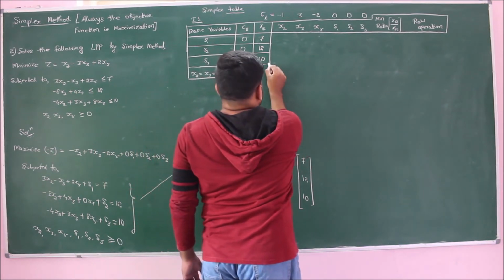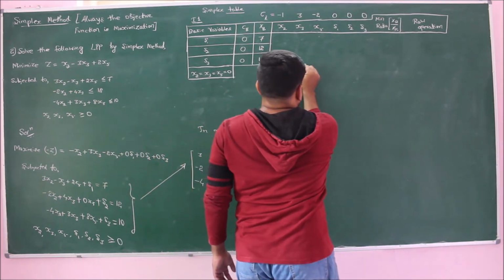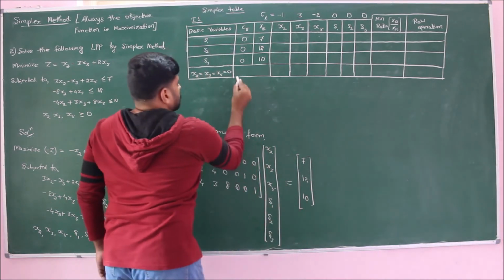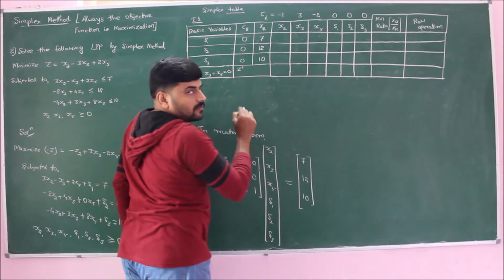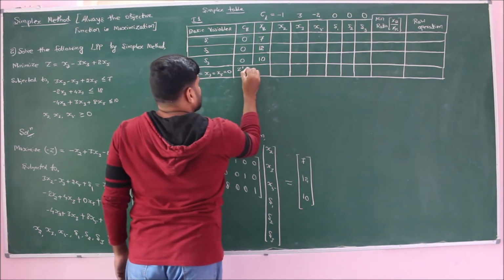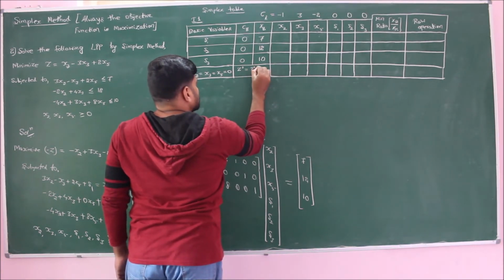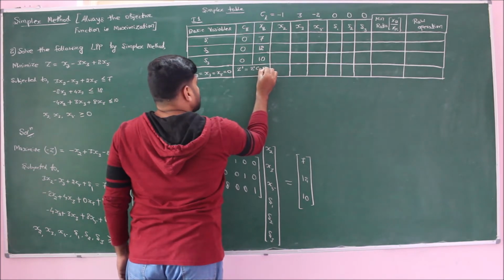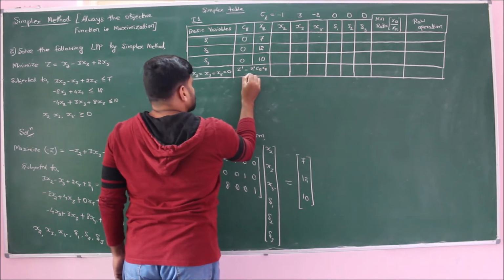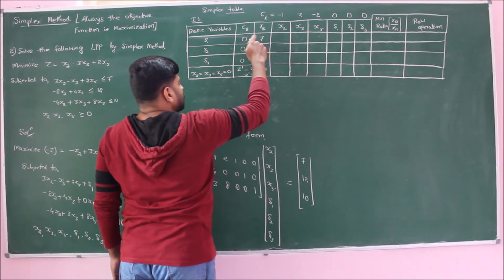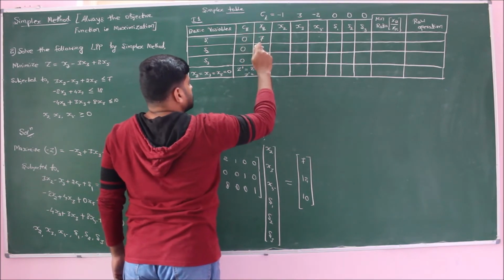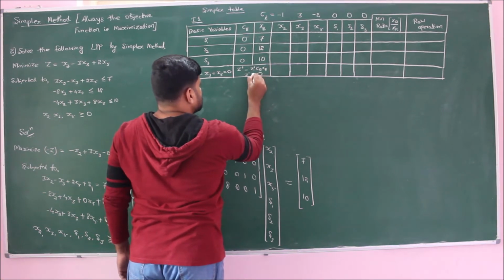Now completing the table, we know that z, let us take it as z prime because we have minus of z is equal to summation of CB XB. So therefore z prime will become 0 into 7 is 0, 0 into 12 is 0, 0 into 10 is 0, adding 0 plus 0 plus 0 will give us 0.